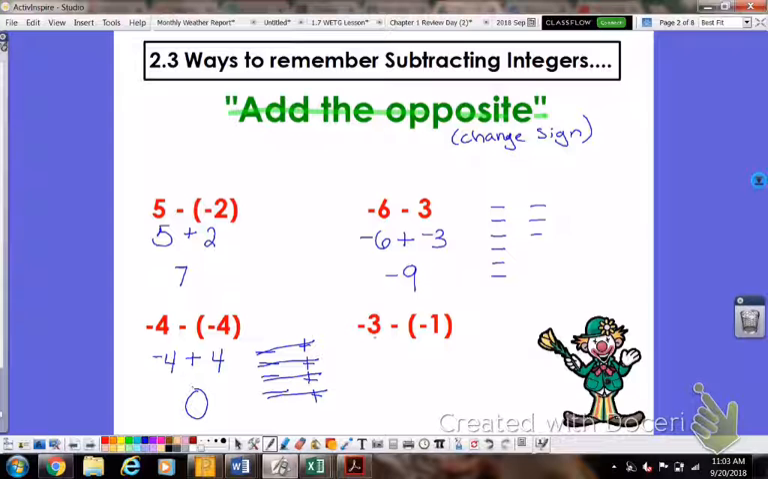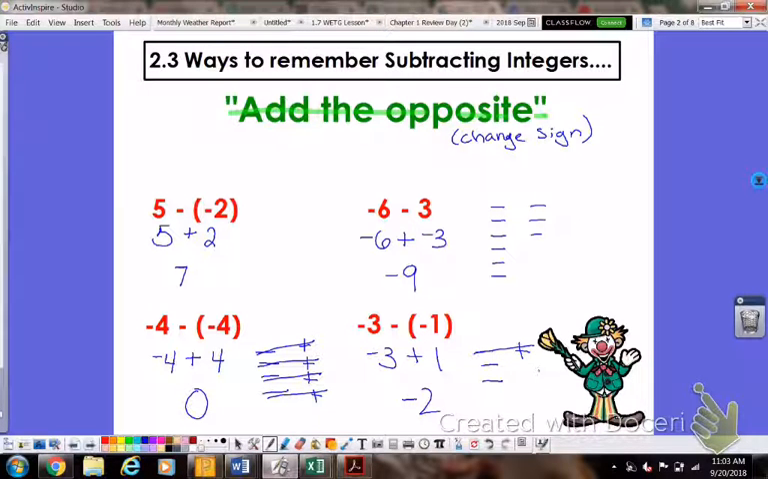And our last example, negative 3 minus becomes plus. Negative 1 becomes positive 1. Negative 3 plus 1. We have 1, 2, 3 negatives, 1 positive. Cancel that pair, we're left with 2 negatives, so negative 2. Again, you could use your number line if you need to, or eventually you'll start to pick up on what some of the rules are so that you don't have to keep writing the signs like this.